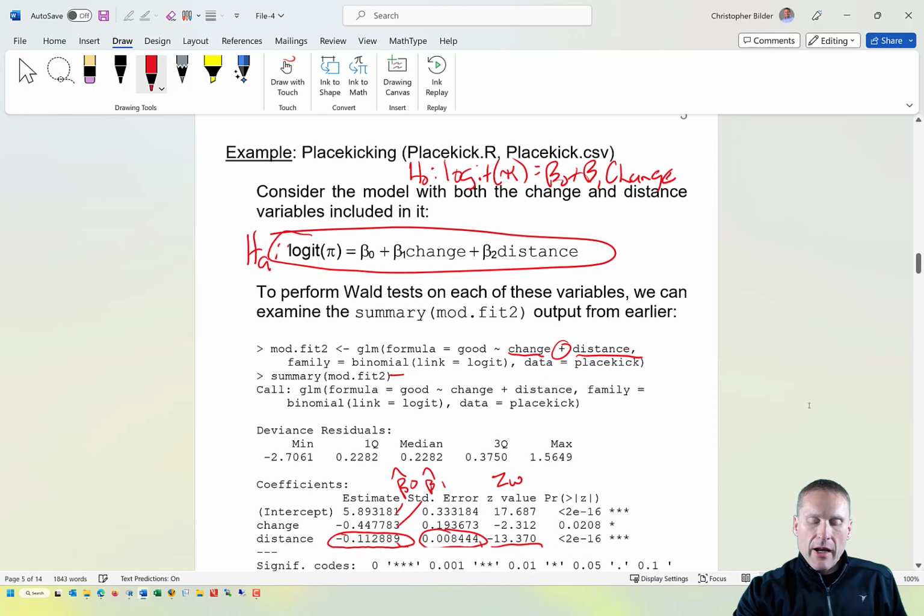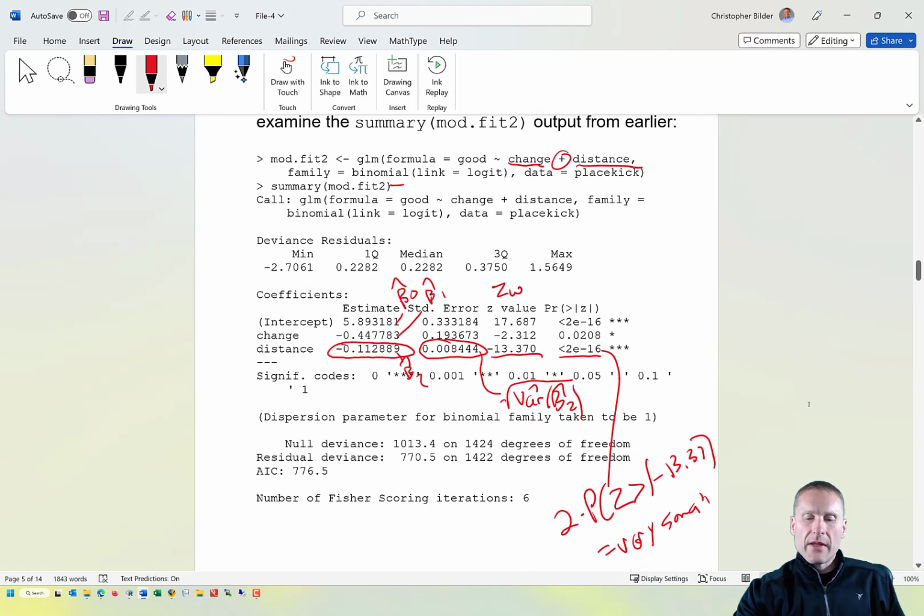We can also do a hypothesis test with change as well. In this case, my test statistic is negative 2.3. Using the normal distribution approximation, I get a p-value of 0.02. So given that distance is in the model itself, there is, you could say, marginal evidence that the change variable is important because I have a somewhat low p-value.